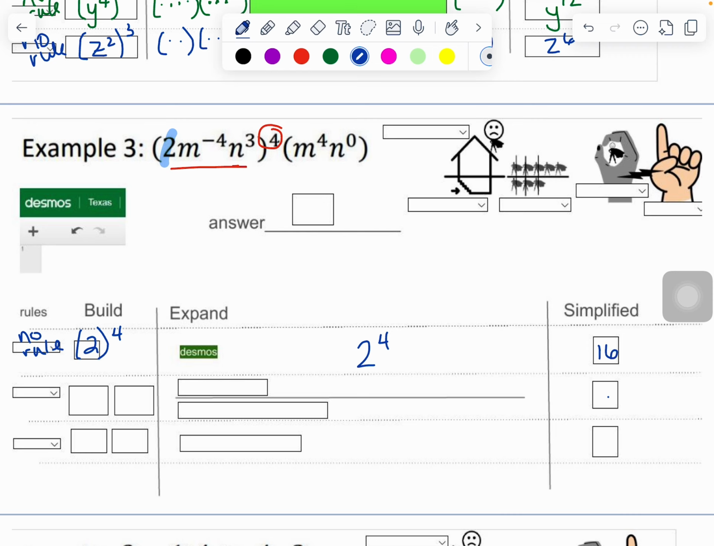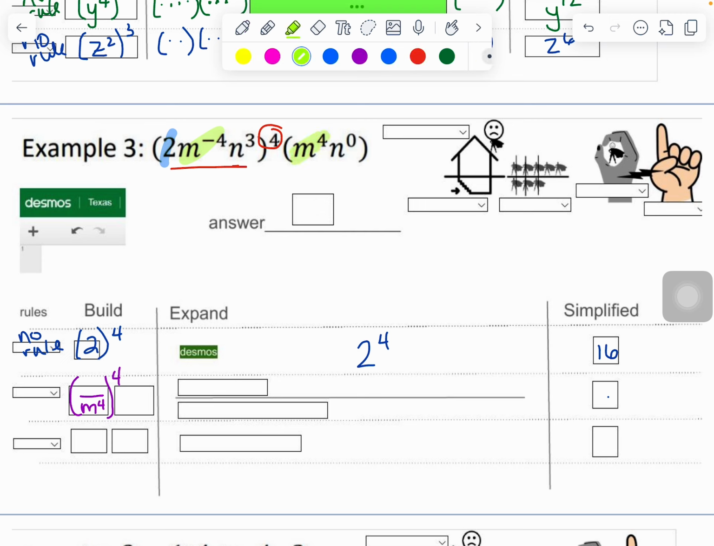Okay, now we're going to go on to m's. So we have a rule here for the m because I see something. I see a negative exponent. So that means we have to switch it because it's a reciprocal switch. So I have parentheses and I have nothing on the top, and we're going to put m to the power of positive 4 on the bottom because we have to switch it to the bottom, and all that is to the power of 4.